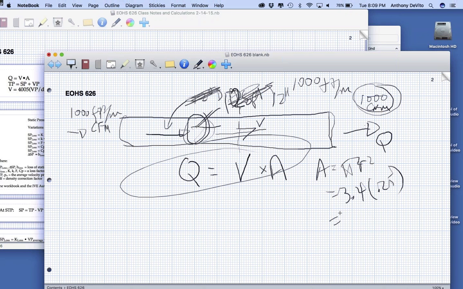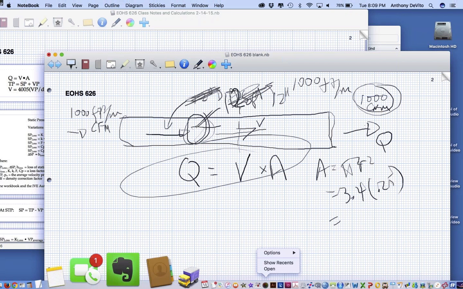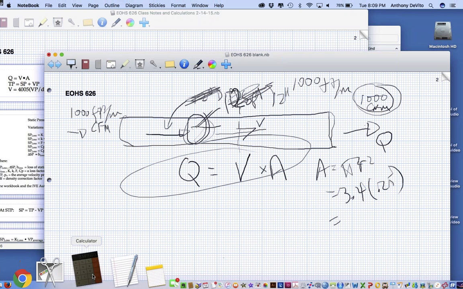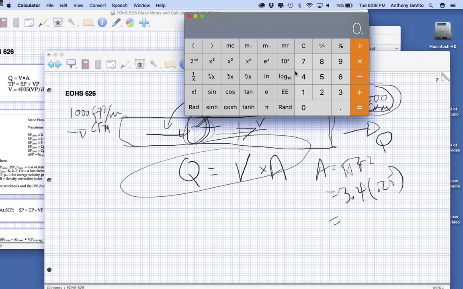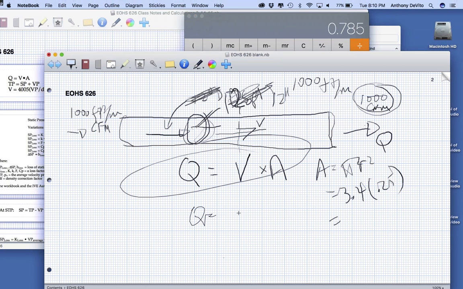So what's the area of this? Let's get a calculator up. There. 3.14 pi times 0.25 is equal to 0.785. This is 0.785 square feet, the cross-sectional area of this ductwork. There we go. Q is equal to V times A. Q we have as 1,000 cubic feet per minute, equal to V, which we don't know yet, times the cross-sectional area, which is 0.785.